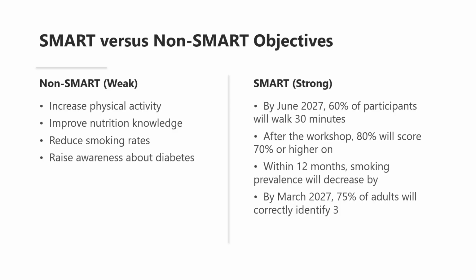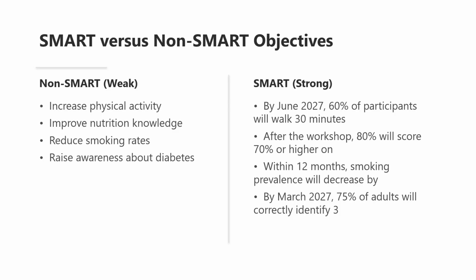Similarly, improved nutrition knowledge is unmeasurable. The SMART version specifies that after the workshop, 80% will score 70% or higher on the nutrition quiz. Now we know the time frame, the measurement tool, and the standard for success.